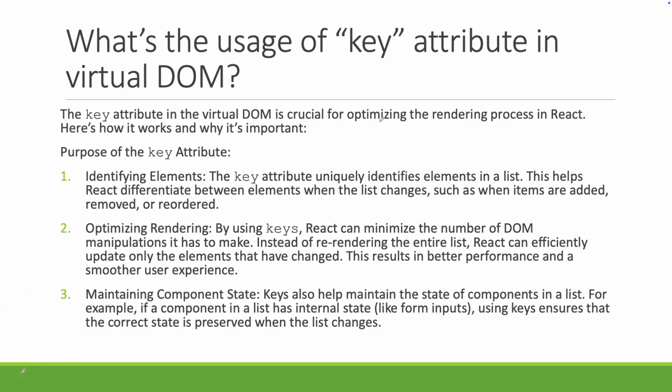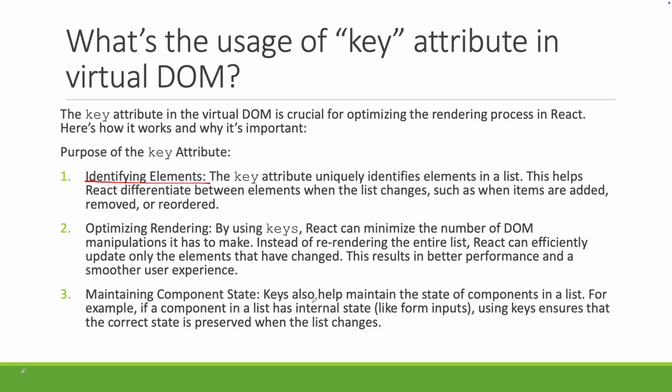in the virtual DOM is crucial for optimizing the render process in React. How it works, why it's important: identify elements. The key attribute uniquely identifies elements in a list. This helps React differentiate between elements when the list changes, such as when items are added, removed, or reordered. We'll talk about optimizing rendering. By using keys, React minimizes the number of DOM manipulations it has to make. Instead of rendering the entire list, React can efficiently update only the elements that have changed. This results in better performance and a smoother user experience.